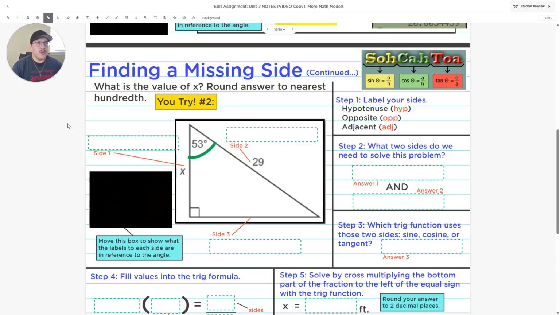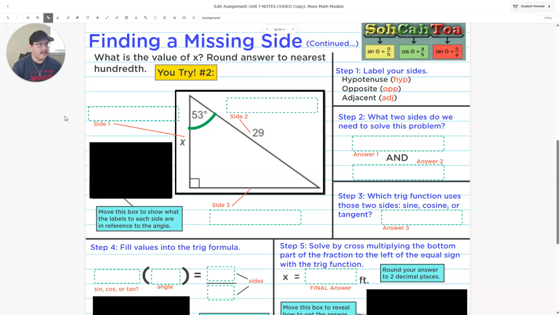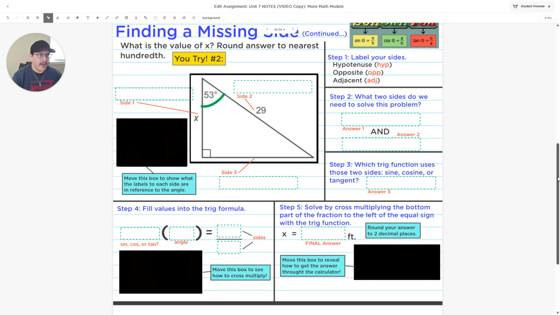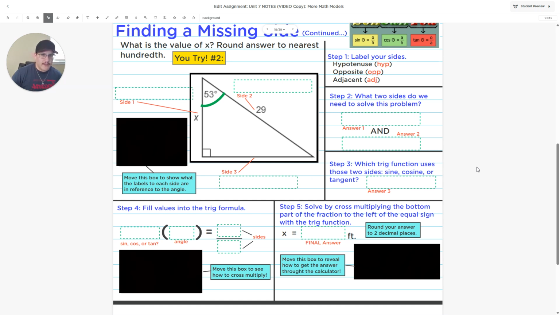You try number 2. If you are on ClassKick, I would like for y'all to try this problem on your own. And of course, if you're not on ClassKick, I would like for y'all to go through the problem and follow the steps and see if you can get to the final answer. If you're on ClassKick, you can move these boxes, check your work to see if you're following through correctly. And if not, correct yourself and see where you're going wrong. Otherwise, I will continue on and show y'all how to do this problem.